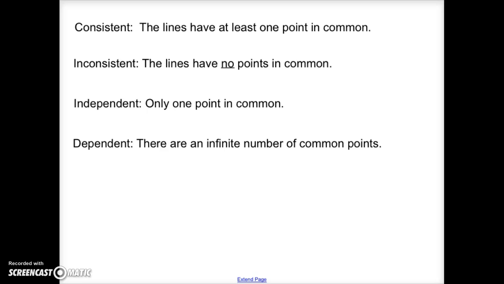So, quick overview here. Consistent means that the lines have at least one point in common. Inconsistent, those would be the parallel lines. They have no points in common, no shared points. Independent means you only have one point in common, whereas dependent, there are an infinite number of common points.